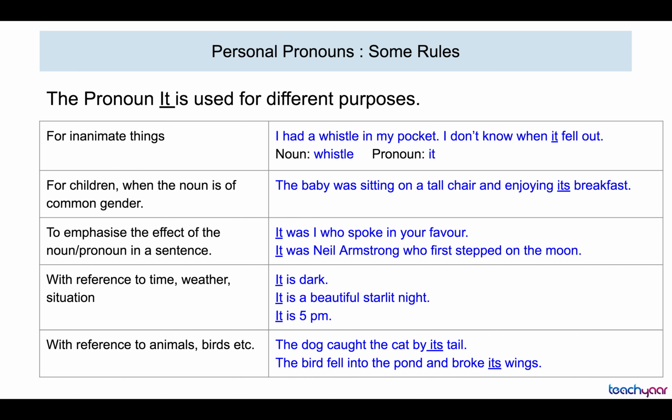So we have gone through various rules relating to the use of personal pronouns. They may seem confusing, but the best way to remember them is by using them in sentences. And yes, a good reading habit will greatly help to sharpen your skills.